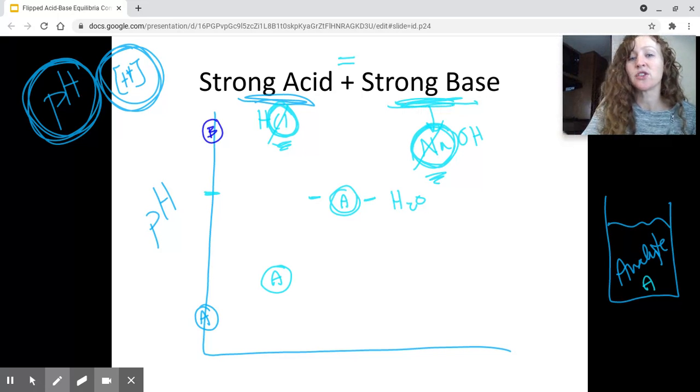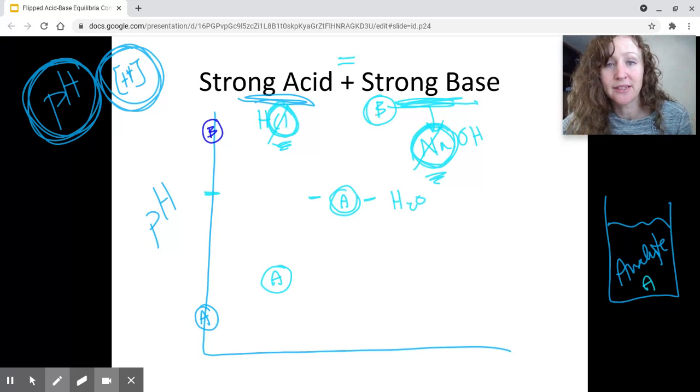Then as soon as you add more strong base, you have neutralized all your strong acid. The minute you add strong base, your pH is going to spike because all you have left now is base, right? It's just base dissociating completely in water. So this is what your strong acid, strong base titration will look like.